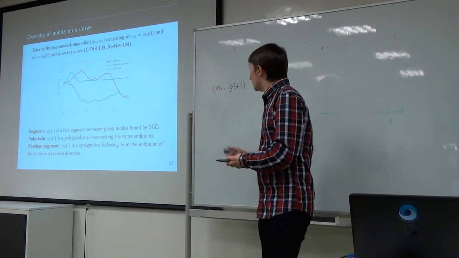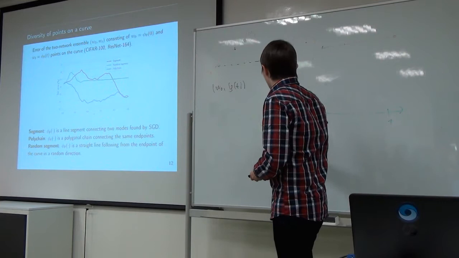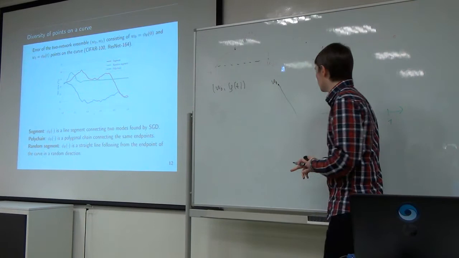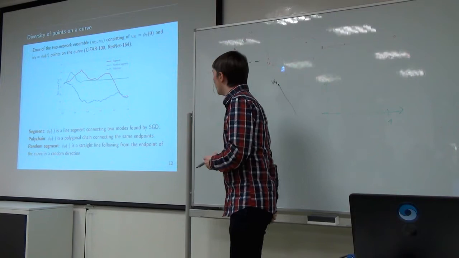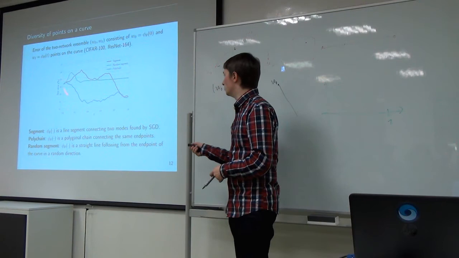We did so not only for our found curve, but also for a linear segment connecting two optima, and for a segment originating in W0 and pointing in a random direction. So here are three curves in our plot. At the left end of the plot, we have the error of the ensemble of W0 with itself, so it's just the error of W0.